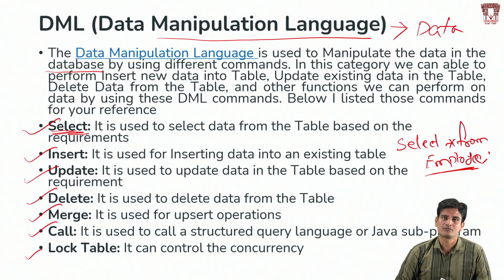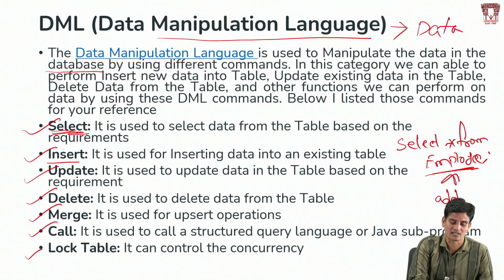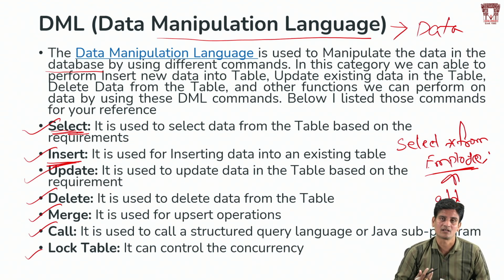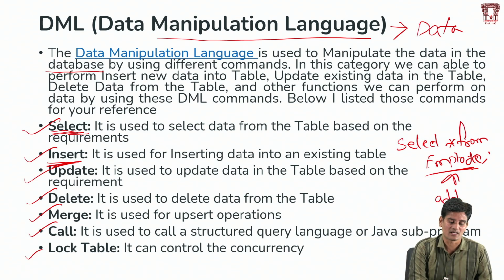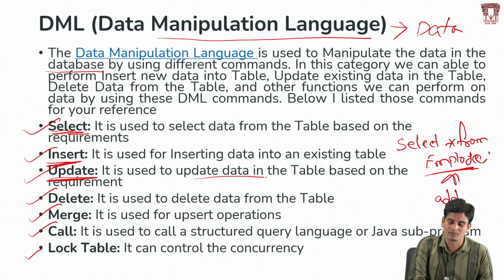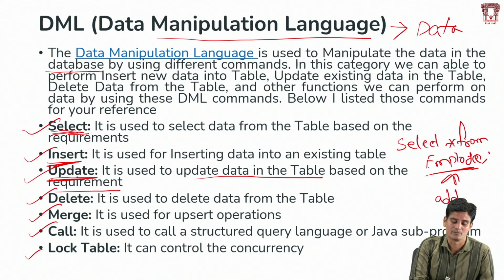And the insert command: if the information is not sufficient in this table and I want to add some information to this table, how to add? By using the insert command. So we use the insert command for adding information into the table. And update is another command, used to update what you have added in the information, based on your requirement. And the next one is the delete command. Unnecessary or unrequired information will be deleted by using the delete command.